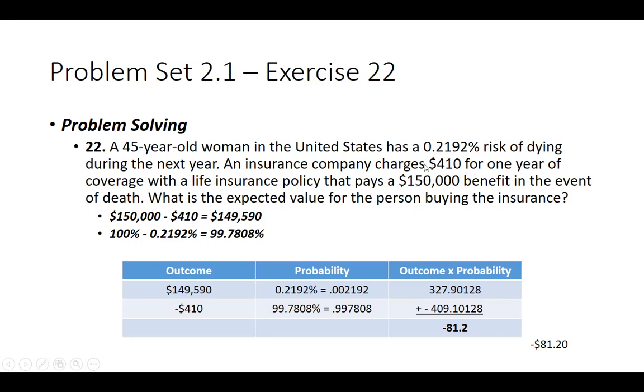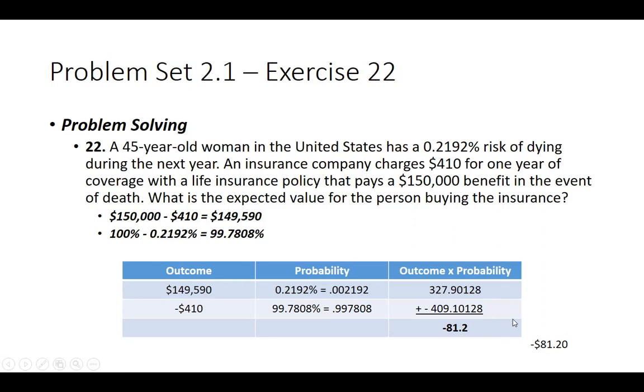Then there's the outcome where you lose your $410. And since this is life insurance, that's actually the good outcome because you're still alive. But the outcome of losing $410 would happen 100% minus 0.2192%, or 99.7808% of the time. As a decimal, that's 0.997808. And if we multiply that by the -410, we get -409.10128.